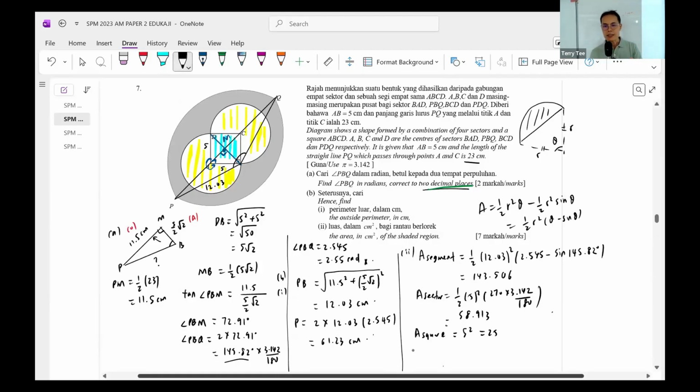Okay, now to find the area of shaded, remember how many segments do you have? 2 of these, 2 segments. One segment is 143.506. Then you minus 2 sectors. One sector is 58.9. Wow, my handwriting is a bit ugly.